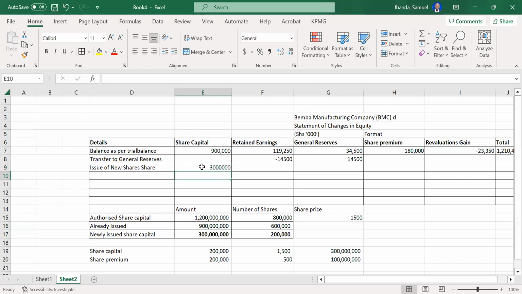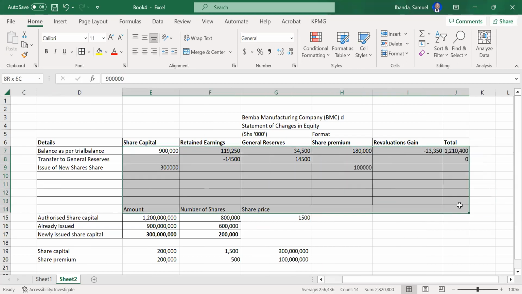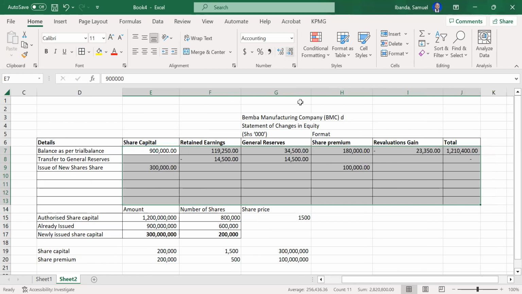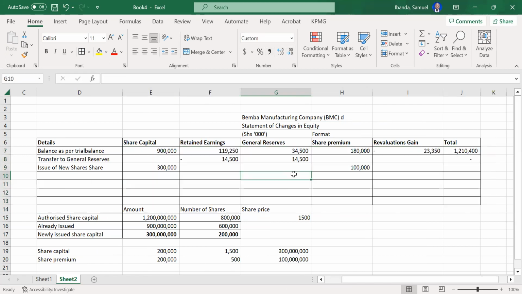300,000 like that under share capital, and I'll come under share premium and add only the premium value, which is the 100,000, 100 million, since I have thousands here. So this is what I basically have when it comes to the issuing of the new shares.